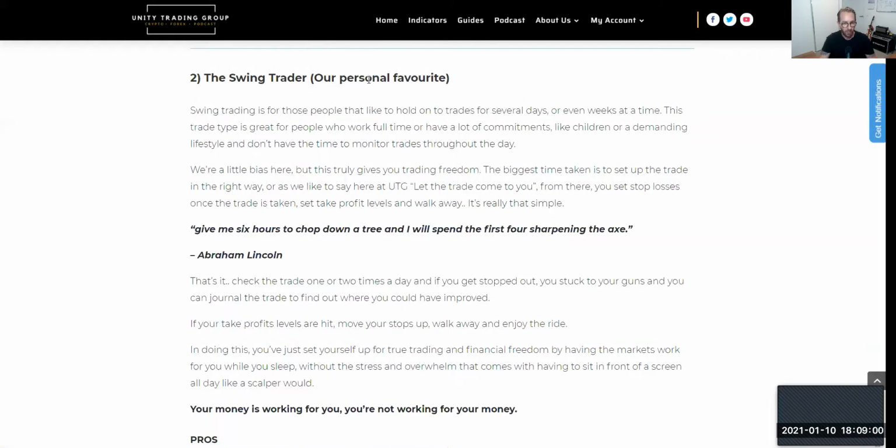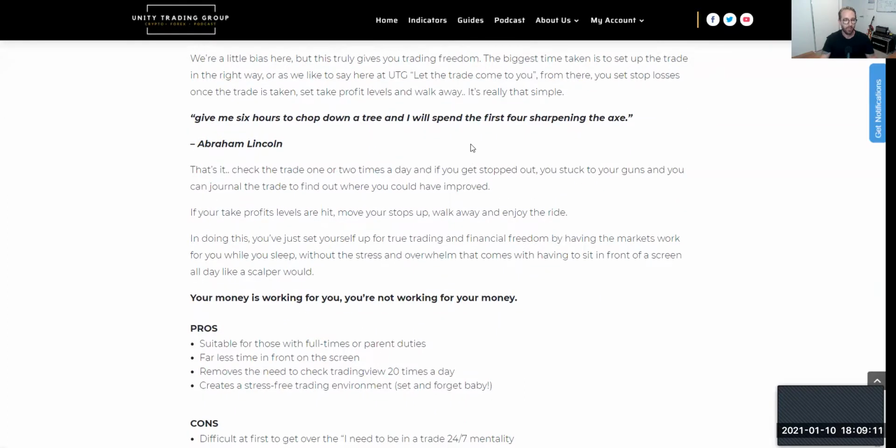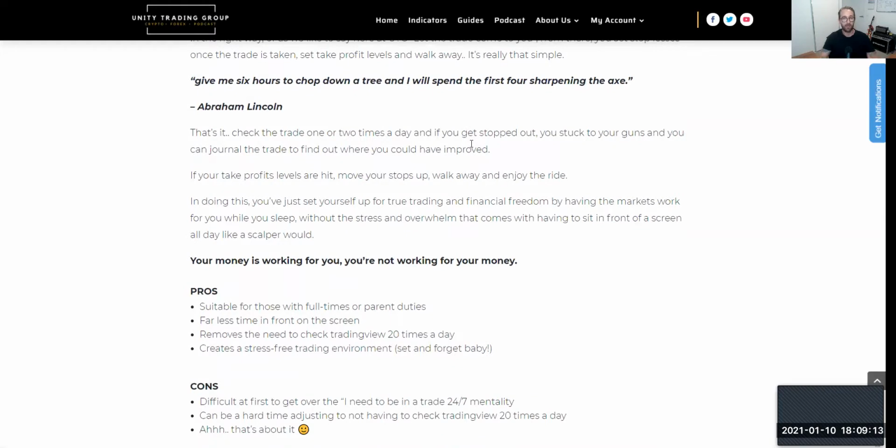It is a luxury to be able to trade like this and to be able to identify a good entry and a good exit. Check your charts a couple of times a day and walk away and enjoy the potential profits. So in doing this, you set yourself up for real, true financial freedom. Well, not so much financial freedom. Maybe that is a little bit of a stretch, but you can have the trade work for you rather than you working for the trade. And I think that's a pretty good definition of financial or trading freedom.